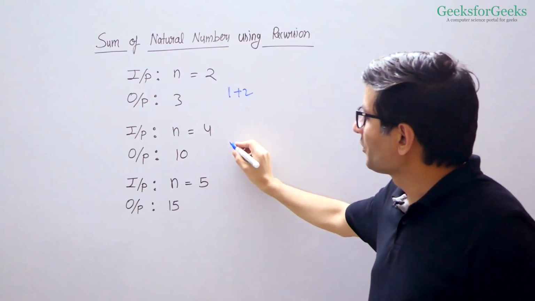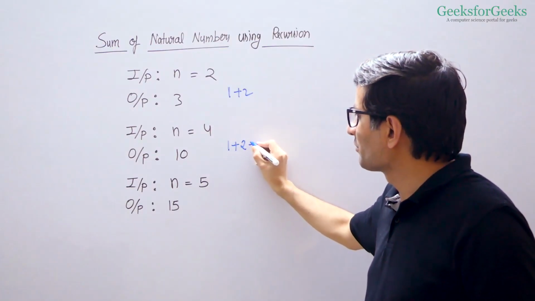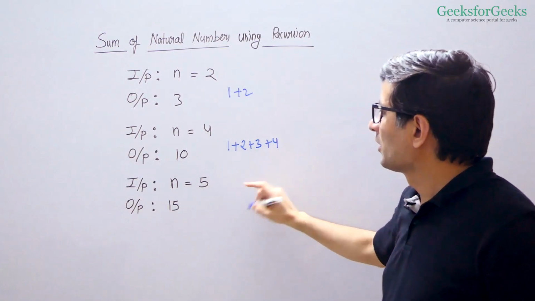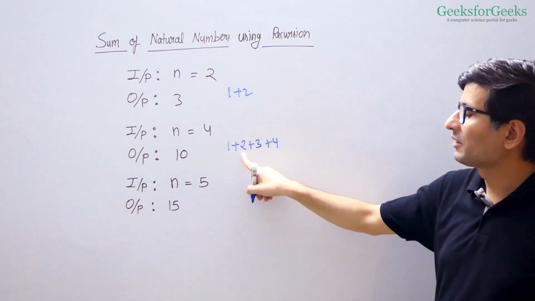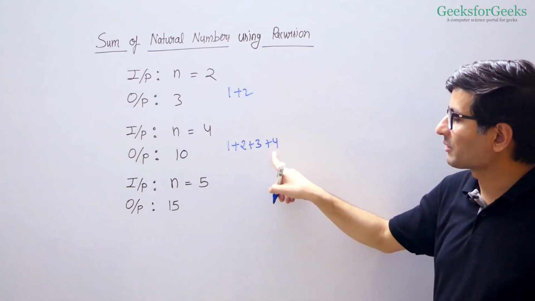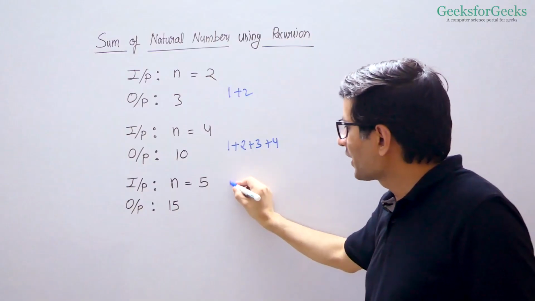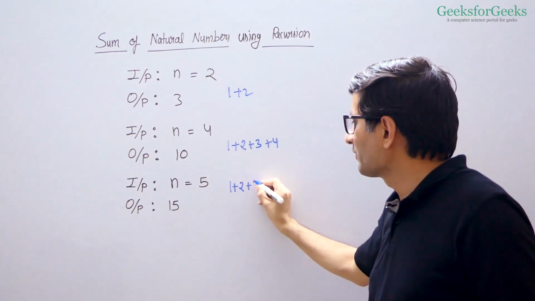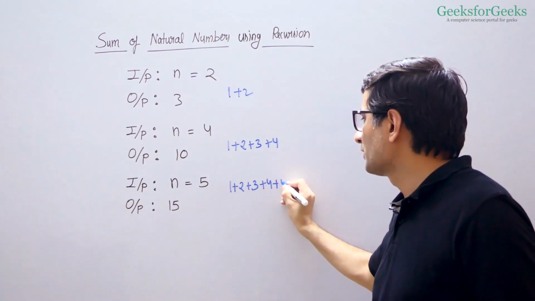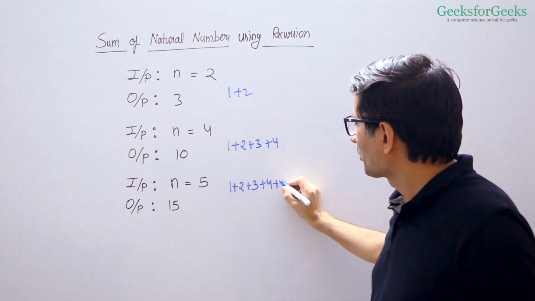If n is 4, we need to return sum of first four natural numbers, 1, 2, 3, 4. So output is 1 plus 2, 3, 3 plus 3, 6, 6 plus 4, 10. If n is 5, sum of first 5 natural numbers, which is 15. So our output is 15.